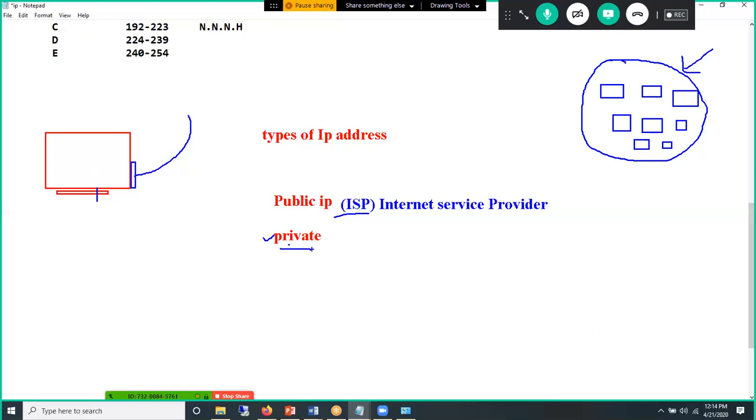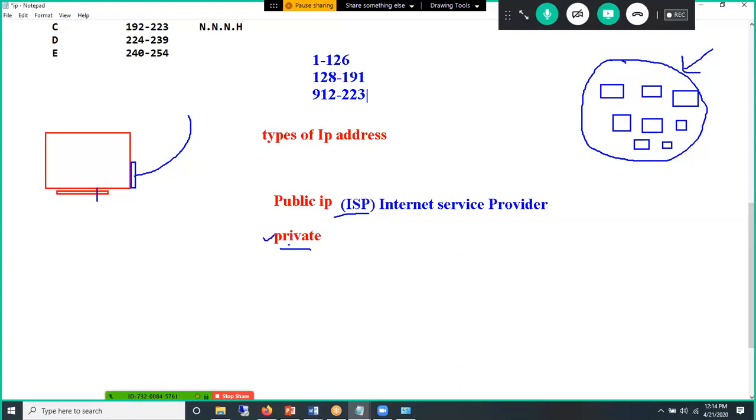Now the next thing which I want to explain, which is very, very important here. In a company, when I'm giving IP addresses, as I told you, the range of class A starts from 1 to 127. Oh, sorry, 0 to 127 you can write, or 1 to 126. The range of class B is from 128 to 191. The range of class C is from 192 to 223. This is the actual range.